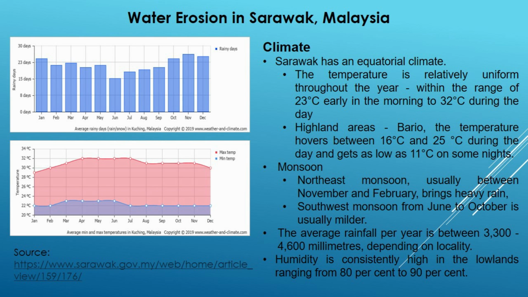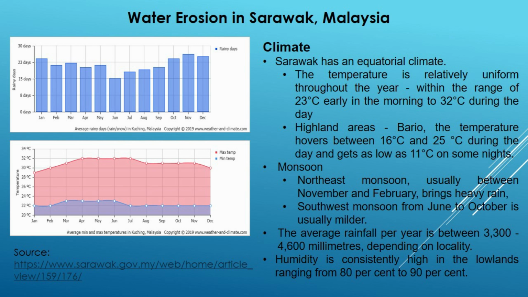In terms of climate, Sarawak has an equatorial climate, which means that the temperature is relatively uniform throughout the year. As you can see in the graph beside, it is between 23 degrees Celsius in the morning and 32 degrees Celsius during the day. In highland areas such as Bario, on the north side of Sarawak, the temperature hovers between 16 and 25 degrees Celsius during the day and gets as low as 11 degrees Celsius on some nights.